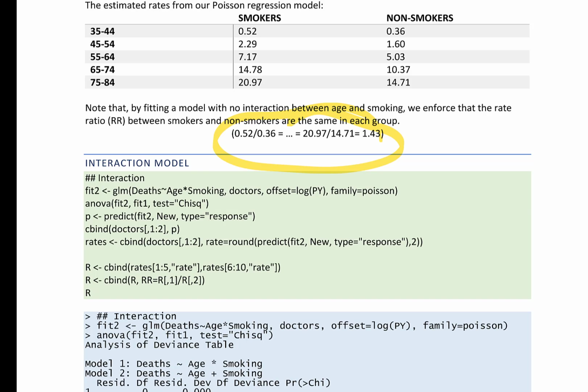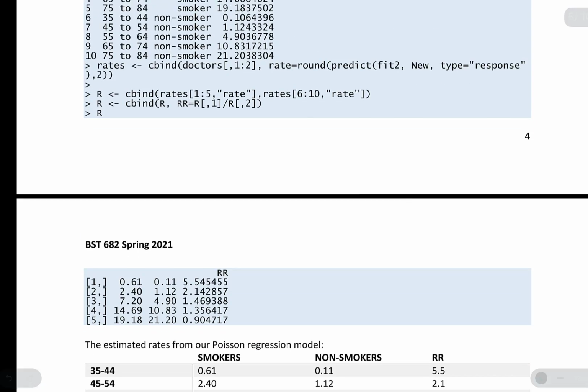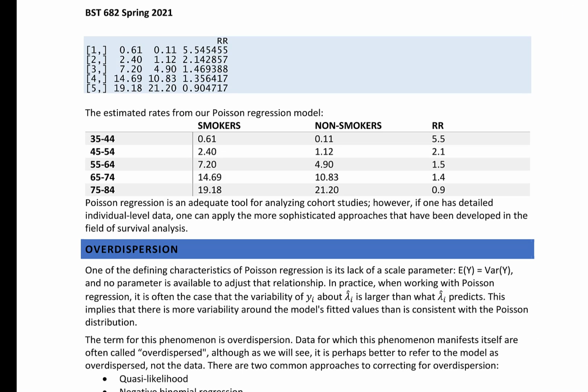You could define your offset for whatever reason you wanted, say rate per 5,000 person years. You could do that as well. The offset is really just allowing you to tweak in your interpretation what that rate is for. And then here's what the interaction model would look like. Again, here are the estimated rates from our Poisson regression model. And so it's an adequate tool for analyzing cohort studies.